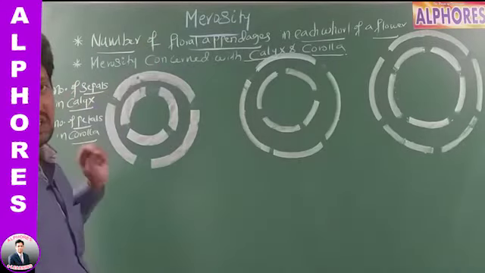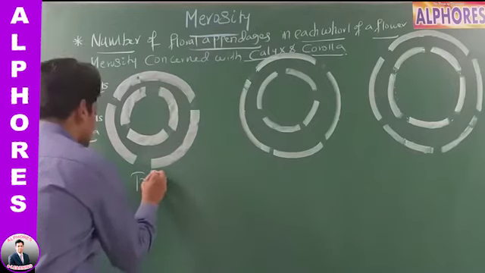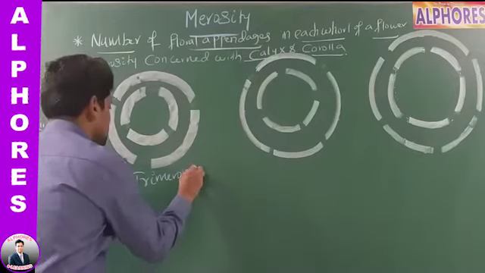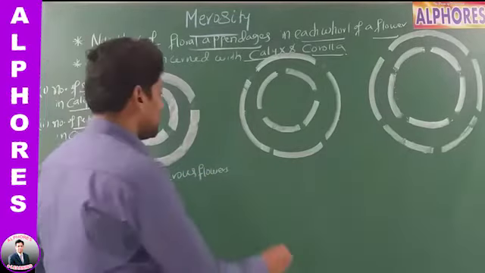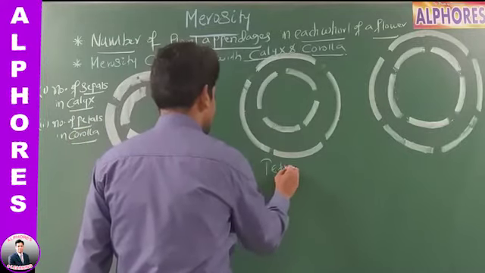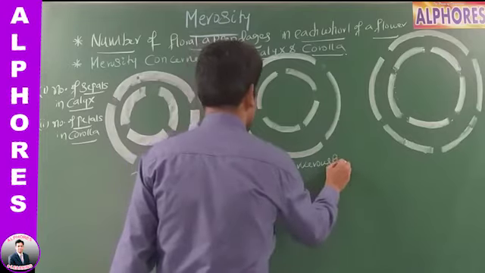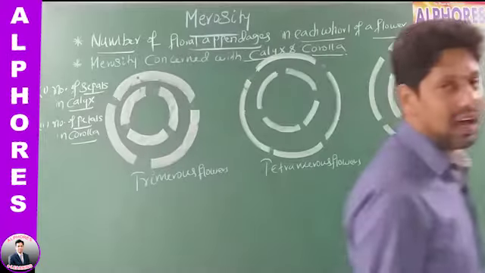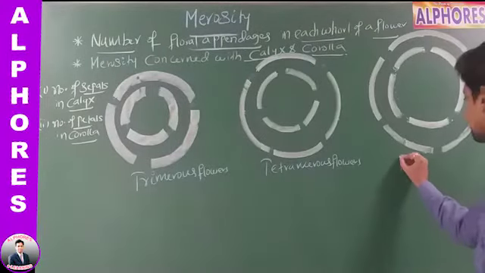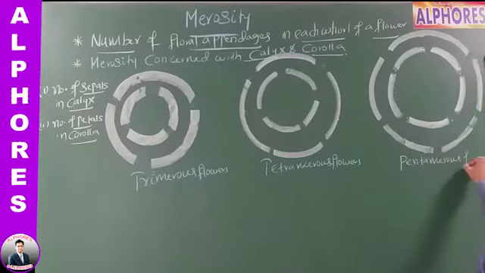Based on merosity, flowers are of three types. Based on merosity, flowers are of how many types? Three types. What are they? Number one, trimerous flowers. Second one is tetramerous flowers. And third one is pentamerous flowers. Is it okay?